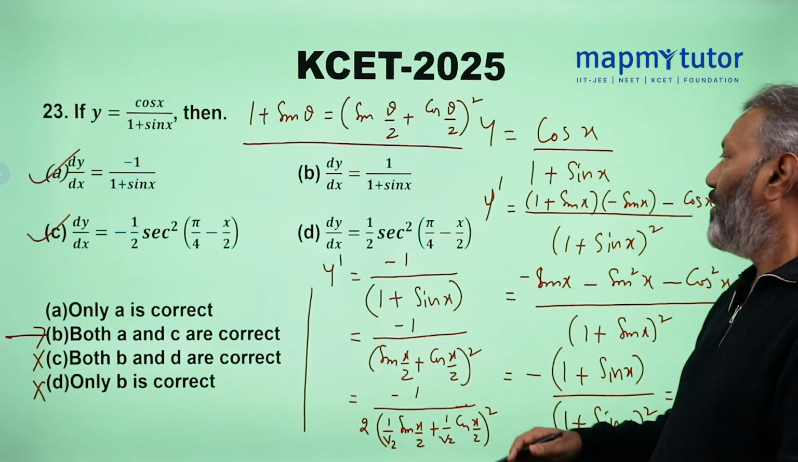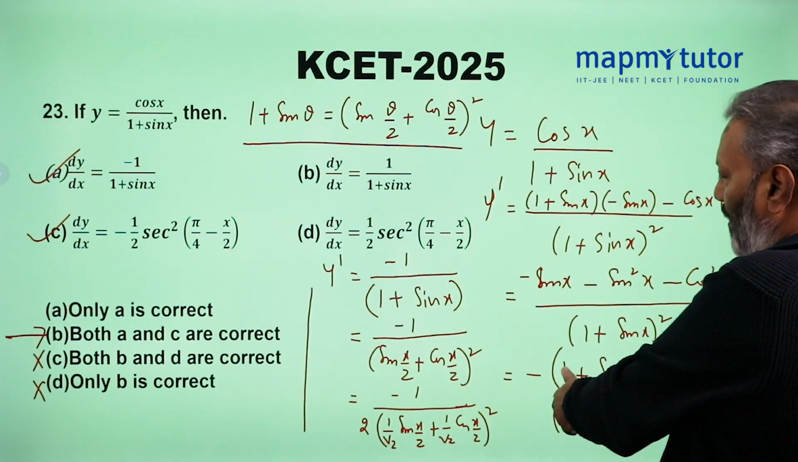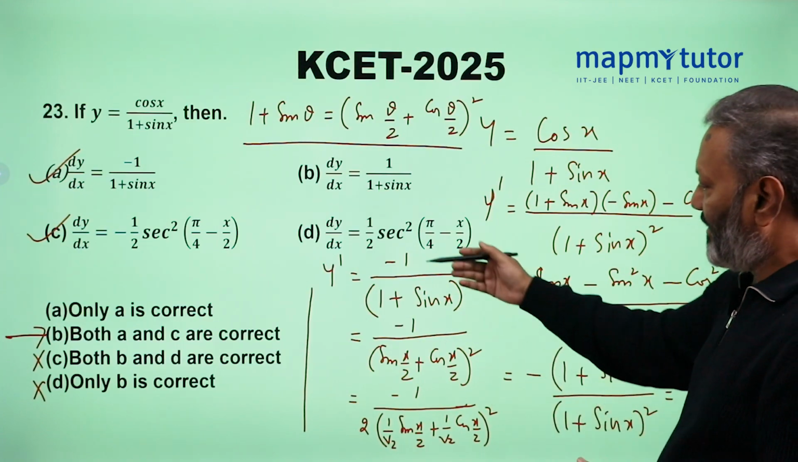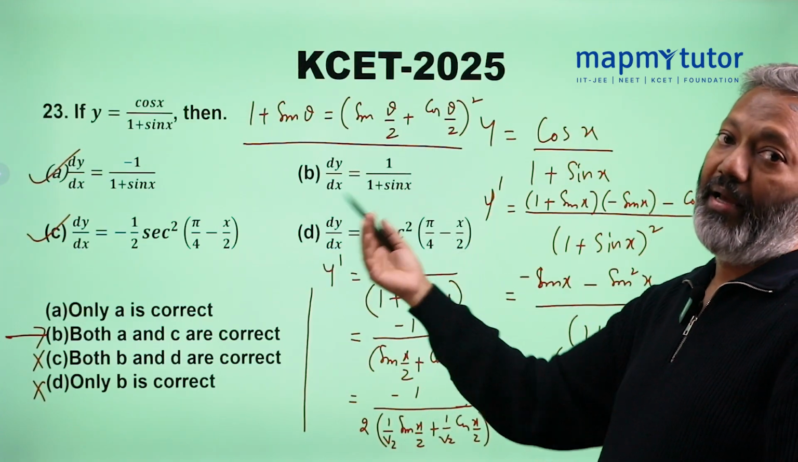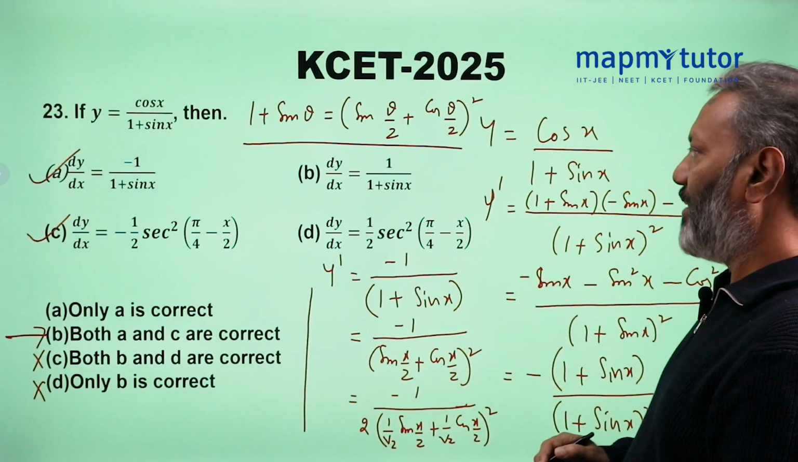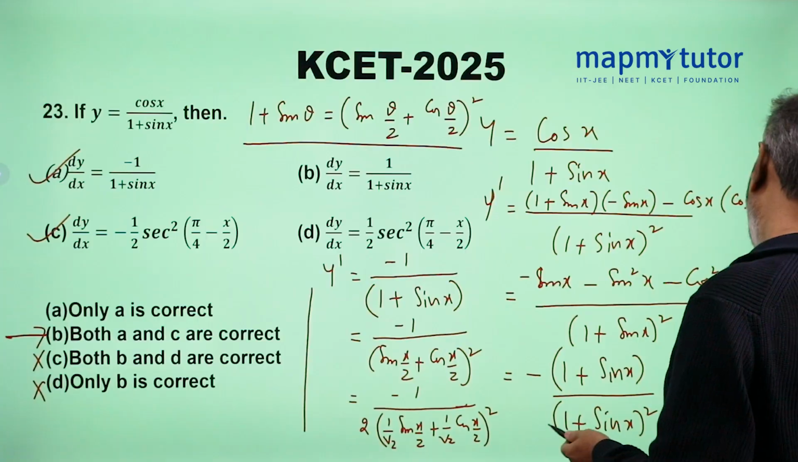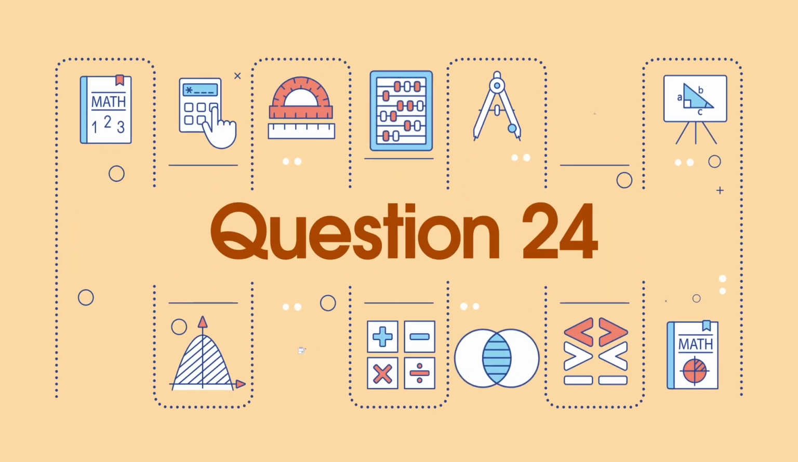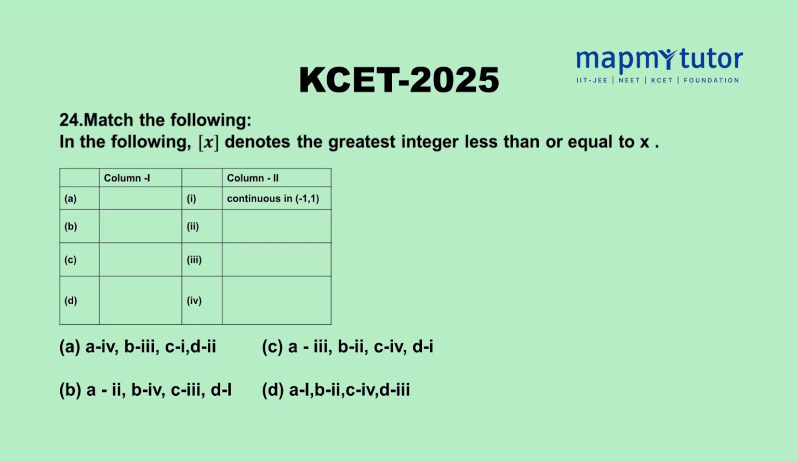Why hybrid? In the first part, it is completely calculus. In the second part, it is again based on trigonometry. So, both the topics are mixed here. That's why I can call it a hybrid question. We can discuss the next question now.